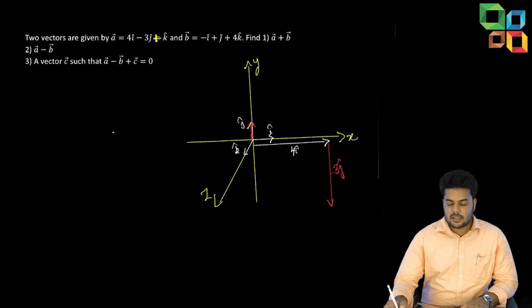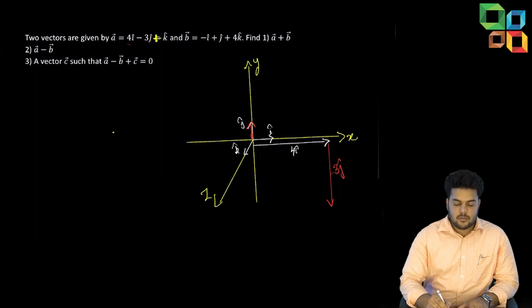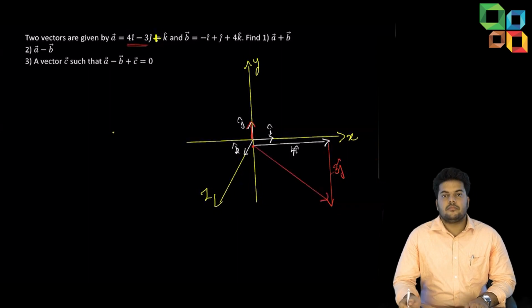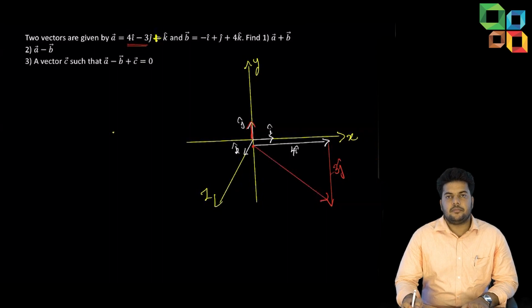Okay. Now what is the sum of this? Sum. How do you find sums? When we say sum of these two vectors, I mean join the tail of the first vector to the head of the second vector. That's how vectors are added. Do you understand why they are added like that?